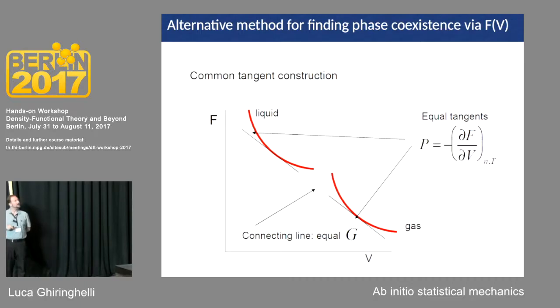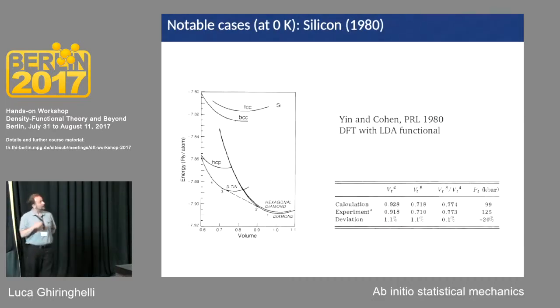Another way to get the coexistence without transforming into the pressure-temperature ensemble, staying in the volume, so the canonical ensemble, is by looking at the common tangent of the equations of state. So you have the free energy as a function of volume, and where these two guys have the same tangent, you have a coexistence, and where the slope is minus the pressure. And you have seen this already.